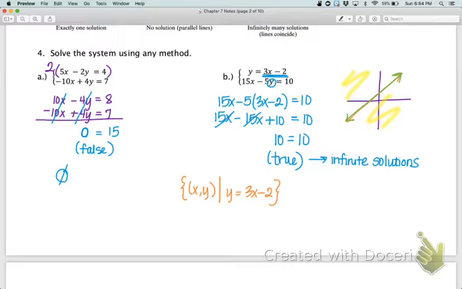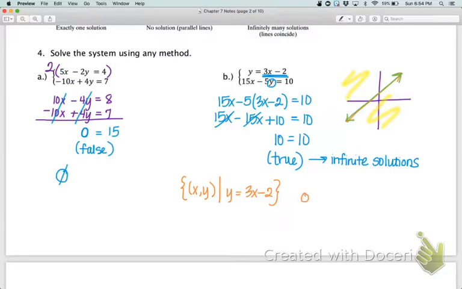So for example, if I picked 7 for x, that would mean 21 minus 2. So that would be 19 for y. So that would fall in that set. Any ordered pair that follows the rule y equals 3x minus 2, aka is on that line, would be fine.